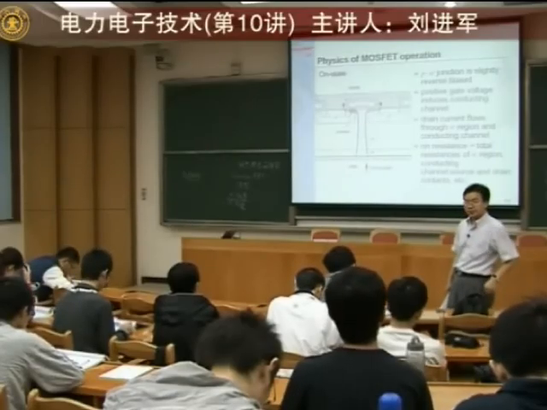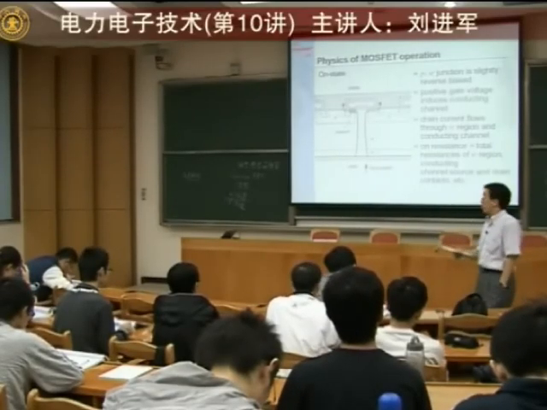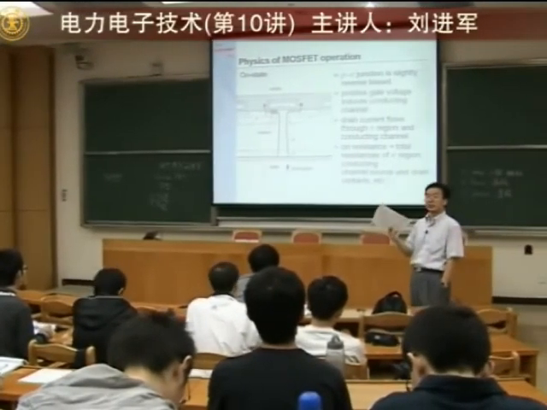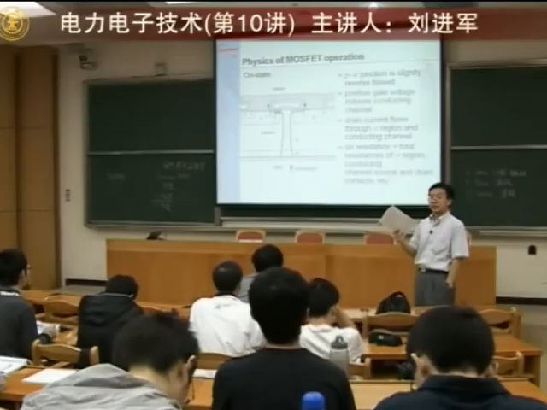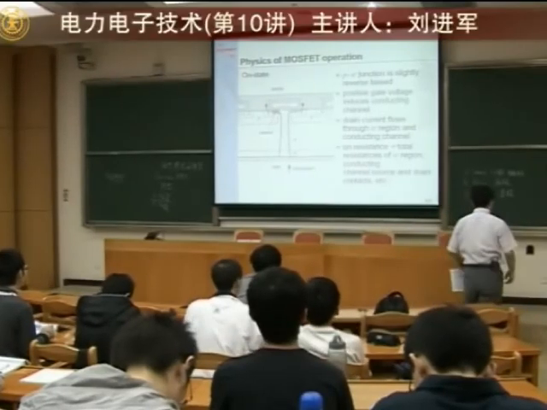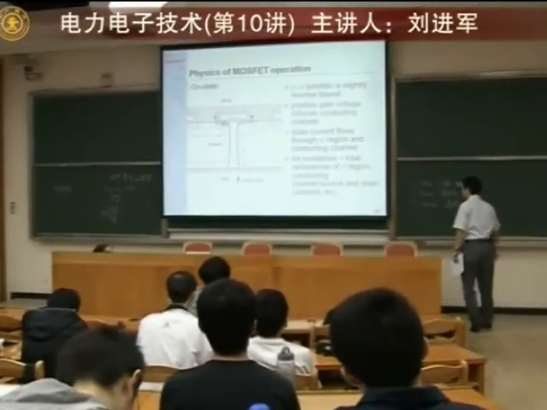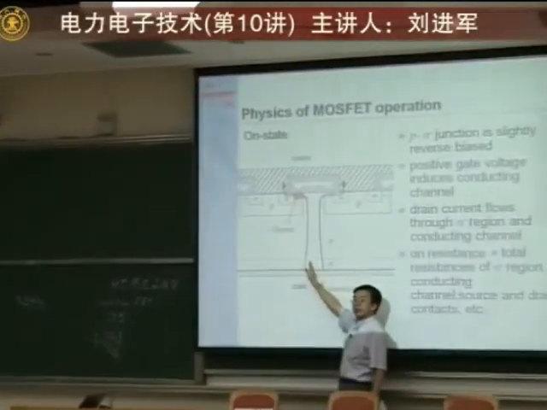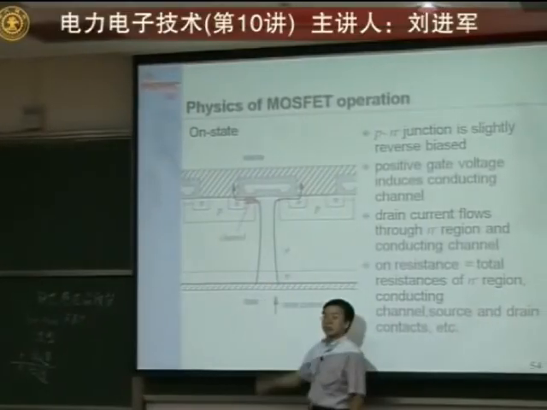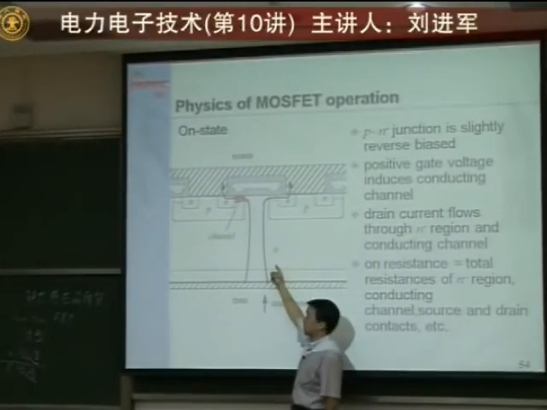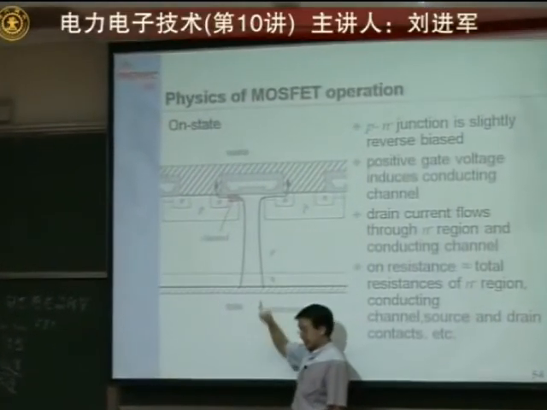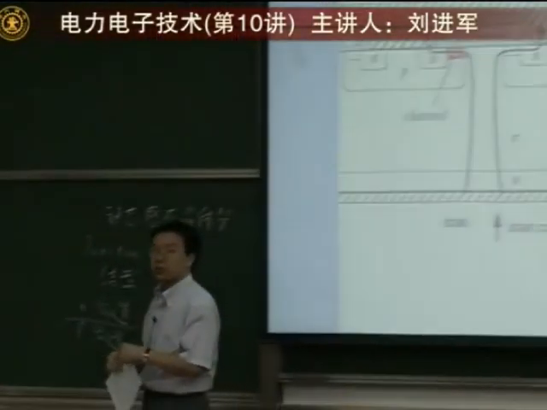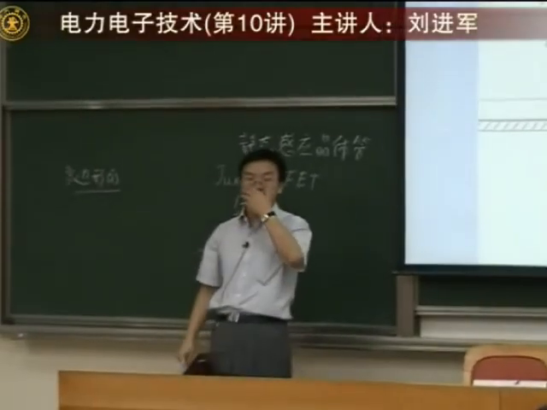But the question might be, when this MOSFET is conducting, when you turn on this MOSFET, how can this N- region allow large current to flow through? This is a very high resistance, low density area. Therefore, how can this large current be flowing through?